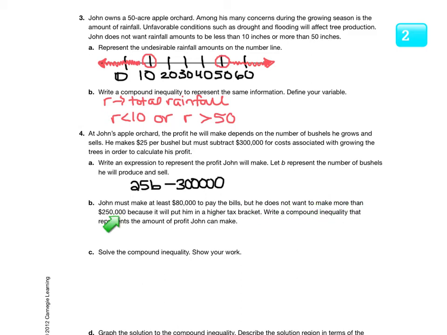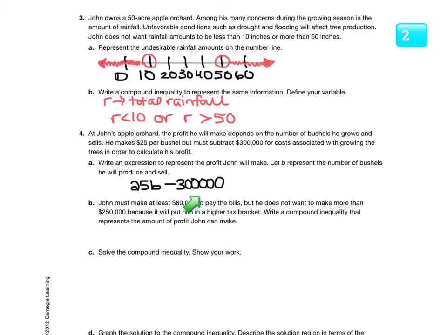Now you might be asking, why do you not want to make more than that? Well, there's this whole thing called tax brackets. If you're in a higher tax bracket, then you're going to be taxed more. So if he can make up to $250,000, then he will be okay because he'll be in the lower tax bracket. Write a compound inequality that represents the amount of profit John can make.